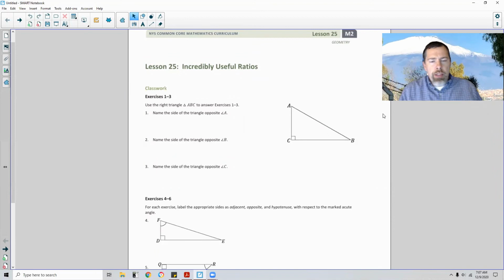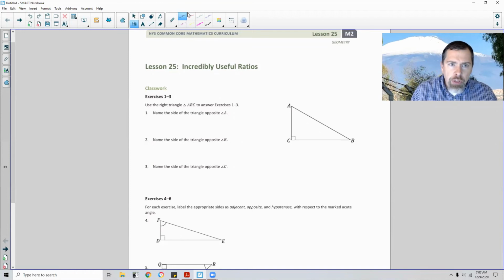Hey there, this is lesson 25, incredibly useful ratios. Incredibly useful, not just a little useful, it's just incredible how useful these ratios will be. Very incredible.